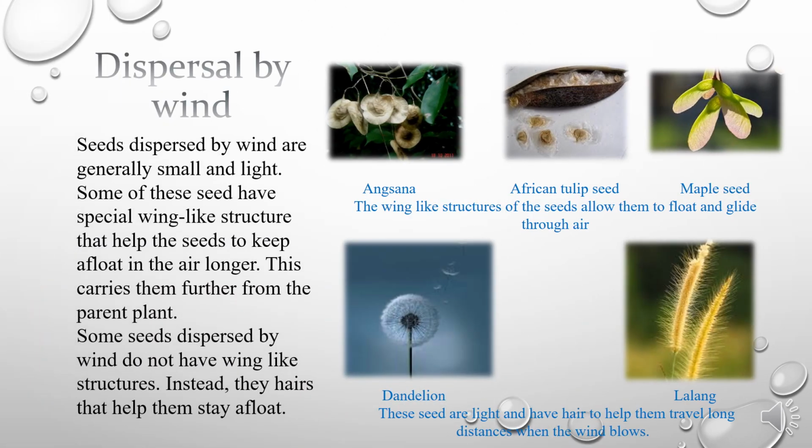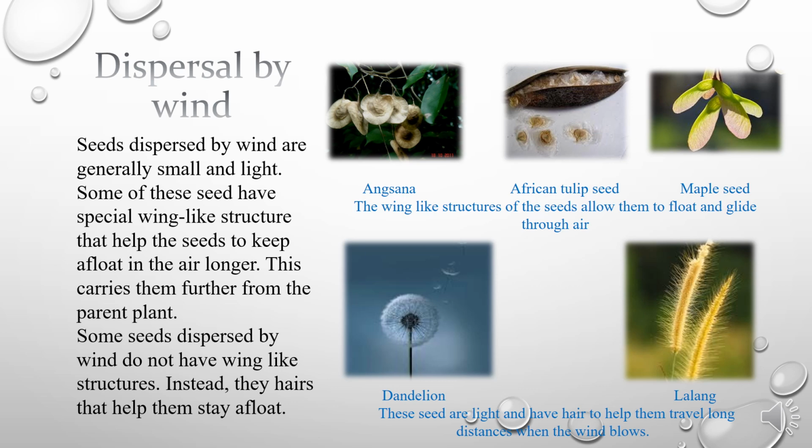First, let's take a look at dispersal by wind. Seeds dispersed by wind are generally small and light. Some of these have wing-like structures, like Axana, African tulip seed, and maple seed. You can see those wing type things. These help the seed to stay afloat in the air and thus making them far from the parent plant.